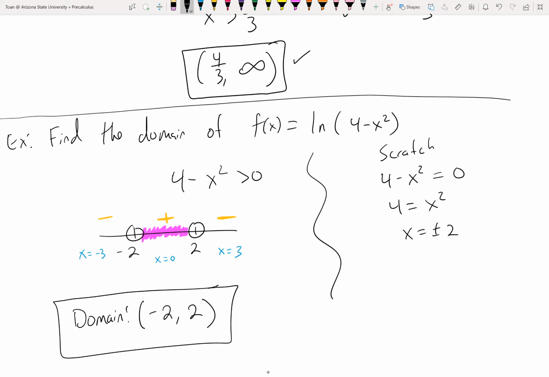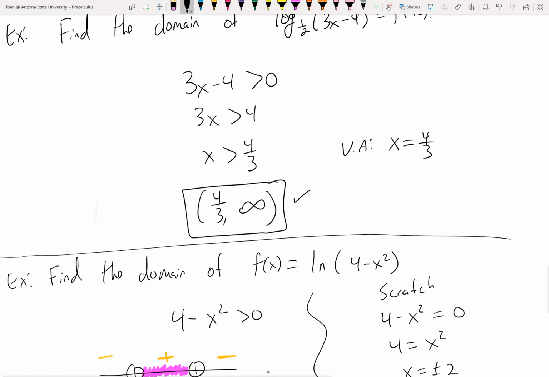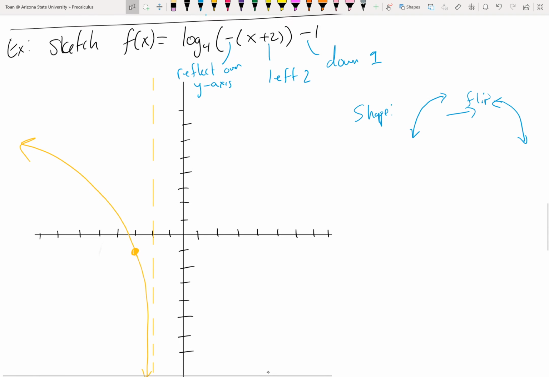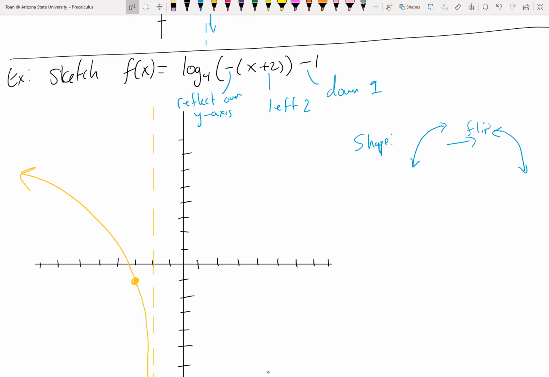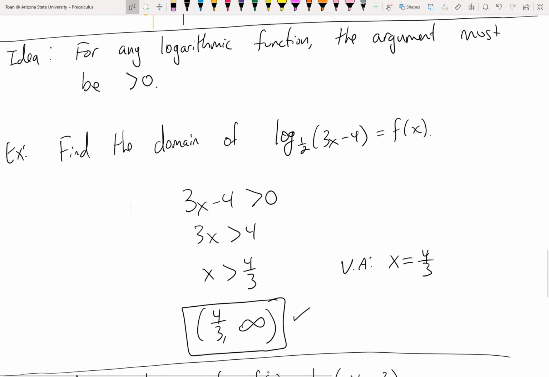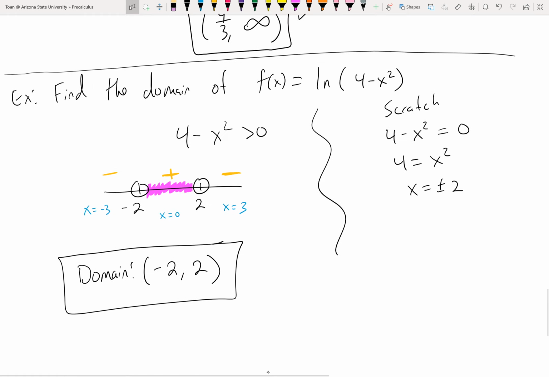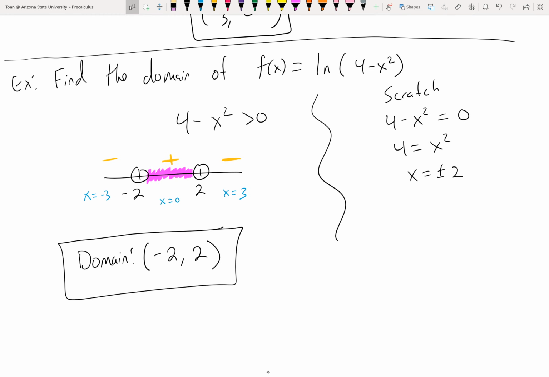So that's it. Sketching logarithmic functions is just flipping the attributes of an exponential function. Once you know the basic attributes of logarithmic functions, it's just using the same function transformations: up, down, left, right, flip, and so on and so forth. The second thing you'll be asked to do is to find domains by hand, and all you got to do is just set the argument, the inside stuff, greater than 0, and solve. That is the latter half of 4.3.